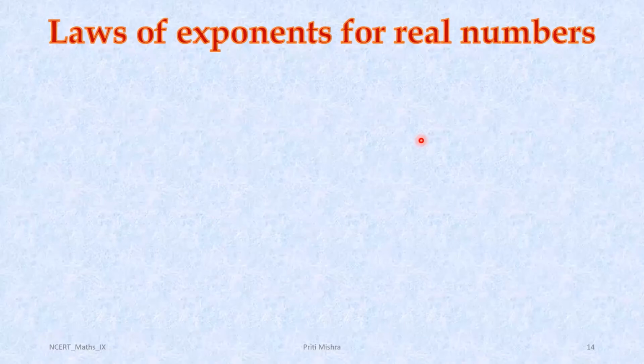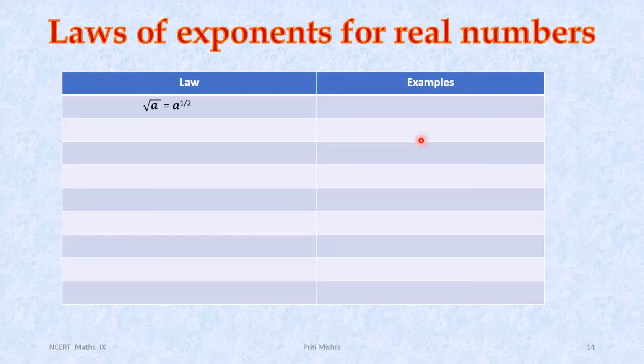Now we are going to discuss laws of exponents for real numbers. Here we have the first law: square root a means a to the power 1 by 2. Let's have an example for this law. If we have square root 4, it will be 4 to the power 1 by 2. Now 4 can be written as 2 square, so it will be 2 square to the power 1 by 2. This 2 will get cancelled out with the 2 of the power, so we remain with 2 only.